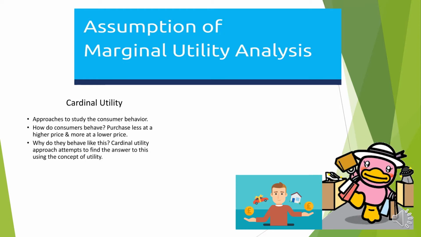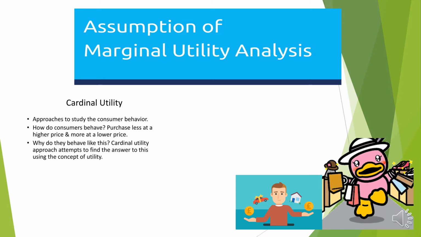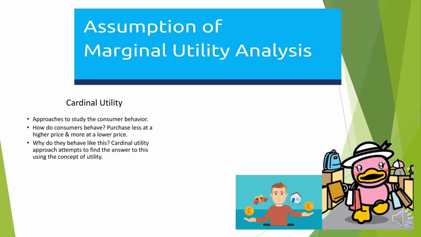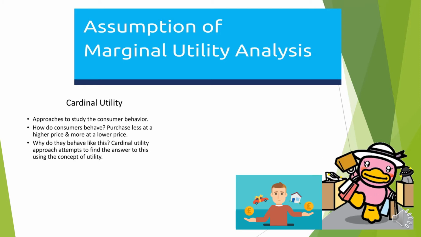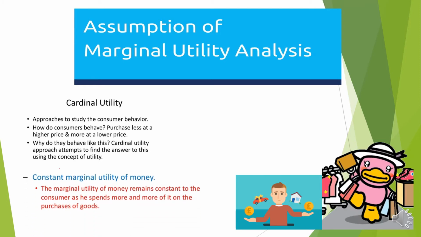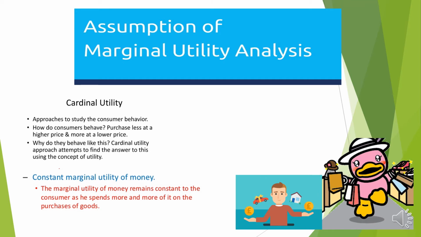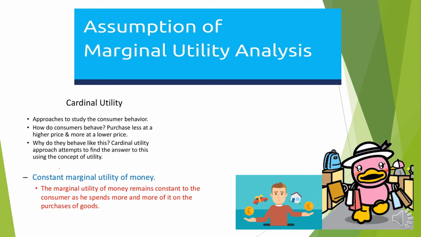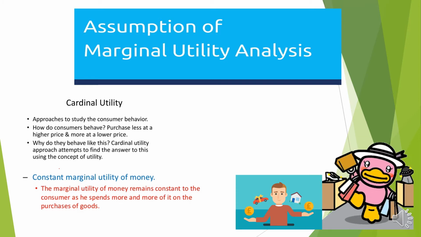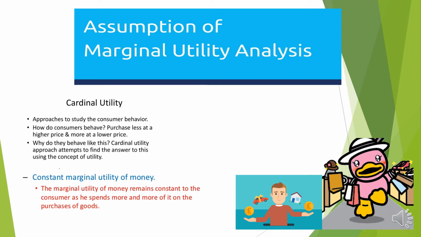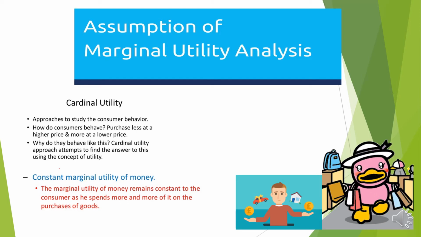Utility is the satisfaction derived by consumers from the consumption of goods or services, which is measurable. Constant marginal utility of money: the marginal utility of money remains constant to the consumer as he spends more and more of it on the purchases of goods.